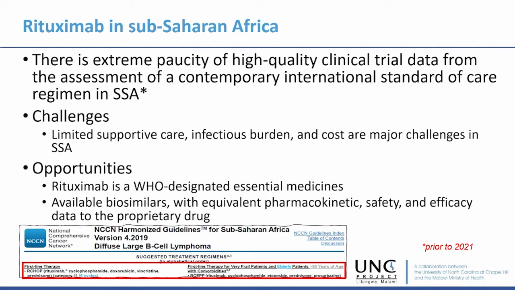Despite being included as an essential medicine by the WHO, widespread adoption of rituximab in sub-Saharan Africa, as well as some other low and middle income countries, has faced many challenges. R-CHOP as first-line therapy for DLBCL received a Category 1 recommendation in the 2019 harmonized guidelines by the NCCN. At the time of that recommendation, there was no published prospective clinical trial of safety, efficacy, or cost effectiveness of this intervention for DLBCL focused on sub-Saharan African population.